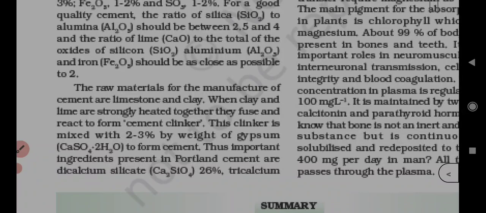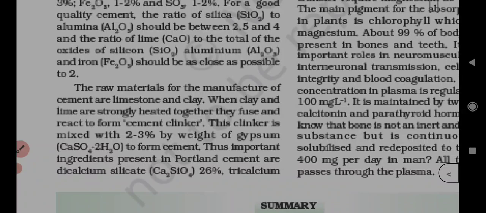The important ingredients present in Portland cement are dicalcium silicate 26%. So the raw materials for making cement are limestone and clay. Limestone provides CaO, right? Clay provides Al2O3, SiO2, and gypsum is CaSO4. So these are the raw materials. When clay and lime are strongly heated, they fuse and form cement clinker. This clinker is mixed with only 2 to 3% by weight of gypsum to form cement.